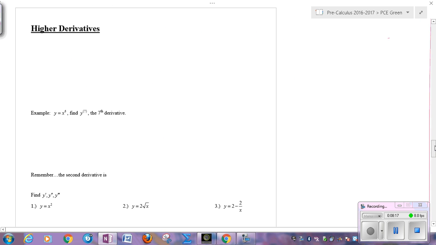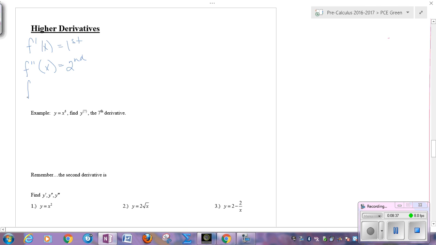Okay, higher derivatives. So now we're talking second, third, fourth, seventh derivative. The only thing that changes here a little bit with your notation is that you add more primes. So f prime of x would be the first derivative. If you had 2 primes or double prime, that would be the second derivative.